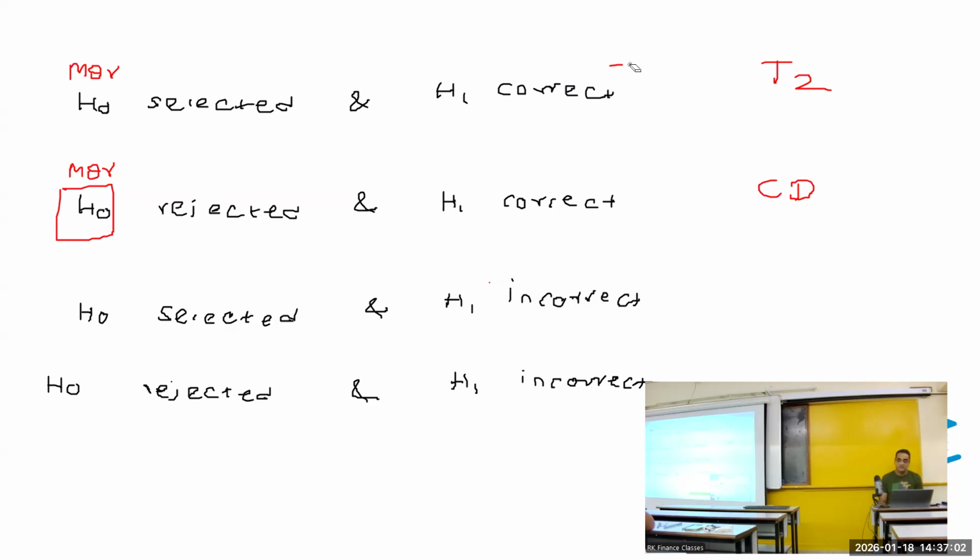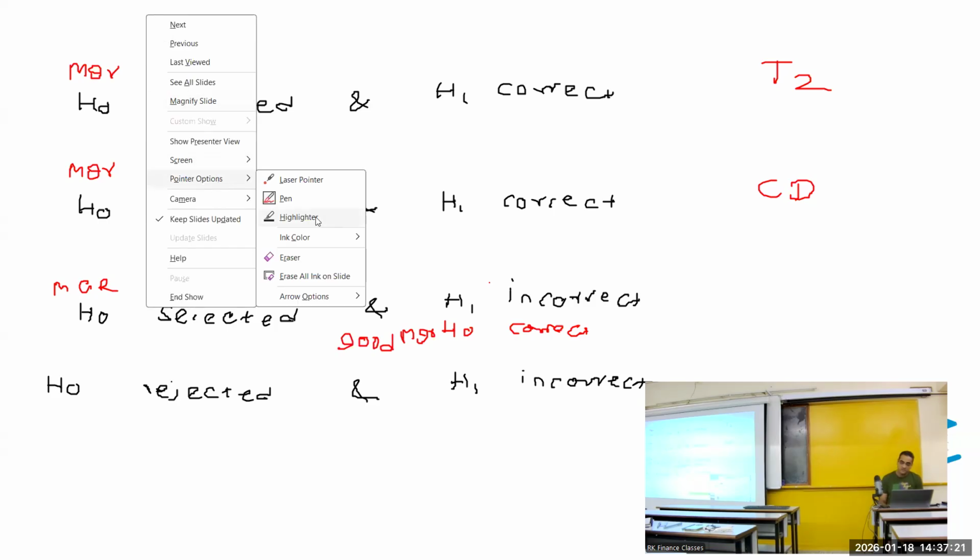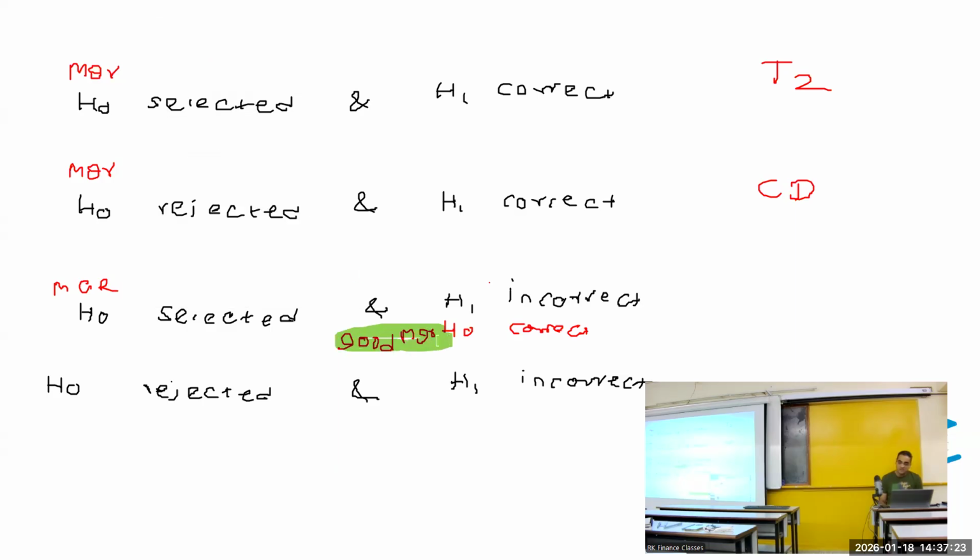Third one, H0 means manager, again I write manager selected, and H1 is incorrect means H0 is correct, meaning manager, H0 means manager and correct means he is good. So connect these two points now. Manager is good and manager is selected. A good manager is selected, correct decision. Good manager should be selected.